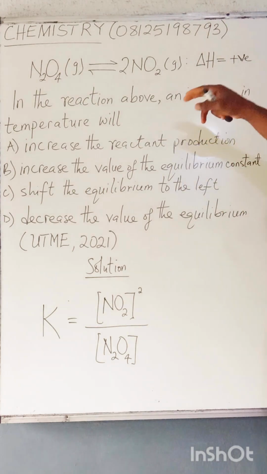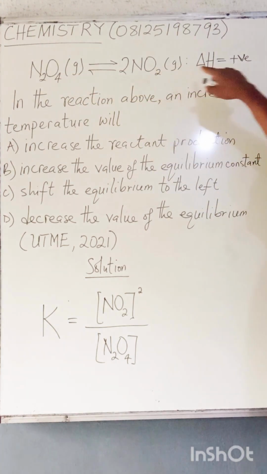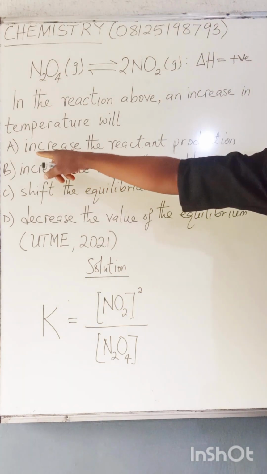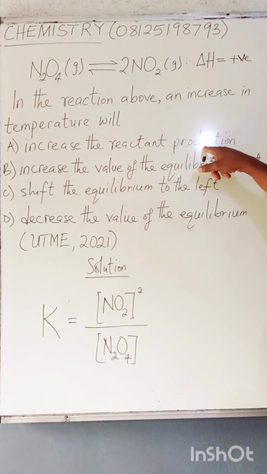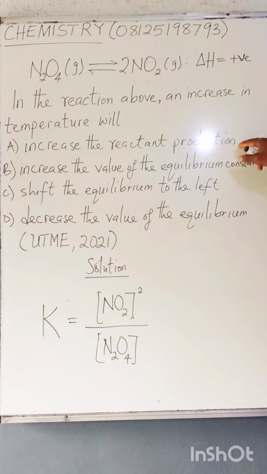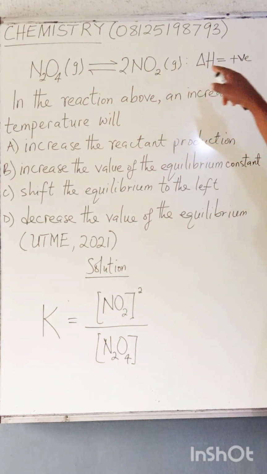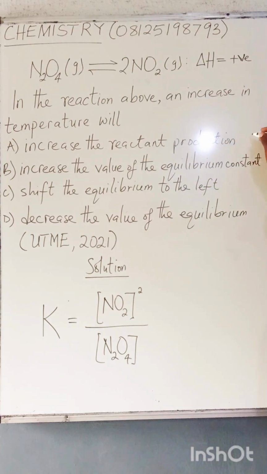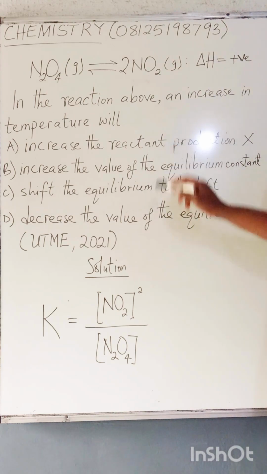If you increase the temperature, the forward reaction is endothermic. That means it likes heat. Heat is absorbed into the reaction mixture. And option A says increase in the reactant production. This is not correct. Because when you increase the temperature, you are favoring the forward reaction. And forward reaction is product formation. So this is wrong. Increase in temperature will not increase reactant production. Do you understand?